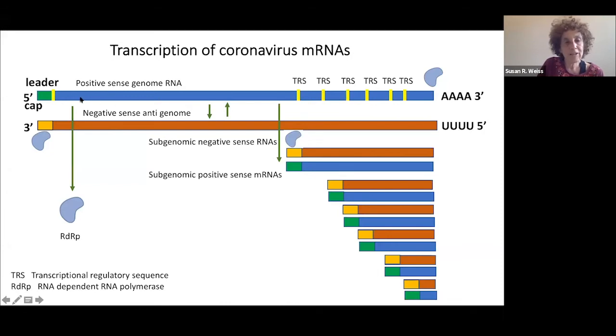So this complicated process results in 7 mRNAs, including the genome. SARS has a few more than that, actually. So these are the RNAs, the blue ones, that actually are translated into protein.